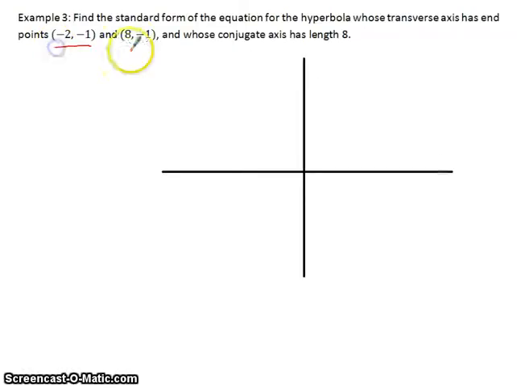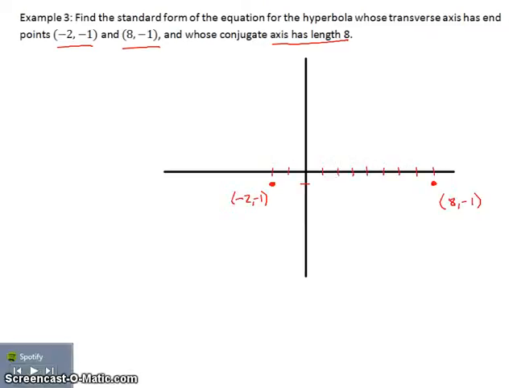Let's go ahead and plot these points, and plot points that make up our conjugate axis, and try to come up with the equation based off the graph. Okay, so I'm going to get started with the transverse axis endpoints, which represent the vertices of our hyperbola. This tells me that my transverse axis here is parallel to my x-axis.